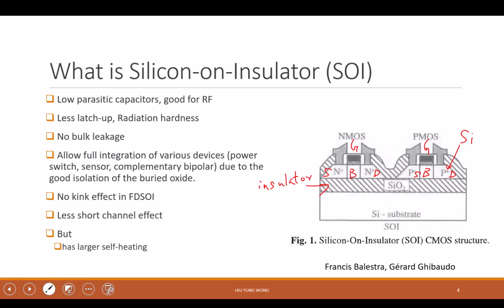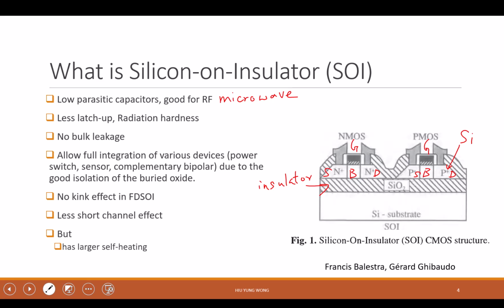Why do we want that? So I just briefly say why. Because it has less parasitic capacitors, so it's good for RF, radio frequency, microwave application. It means high frequency application. This is SOI. It has less latch-up, so it is radiation hard.